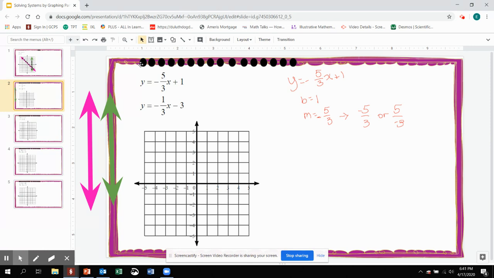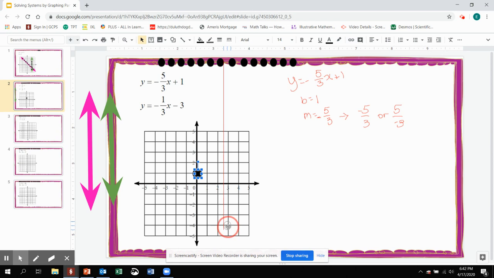So let's graph this line. Again, I start with my y-intercept, which we said was positive 1. So I go up to positive 1 on my y-axis and put my point. Then I'm going to plot more points using my slope. My slope was negative 5/3. I'm going to use negative 5 over positive 3. That's a rise of negative 5, which means I'm going to move down 5 units. So down 1, 2, 3, 4, 5. And then a run of positive 3, so I will move right 1, 2, 3.